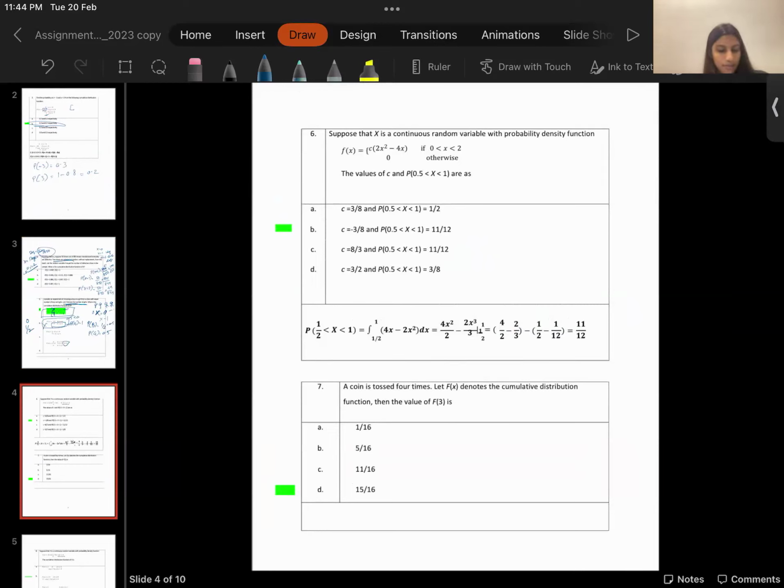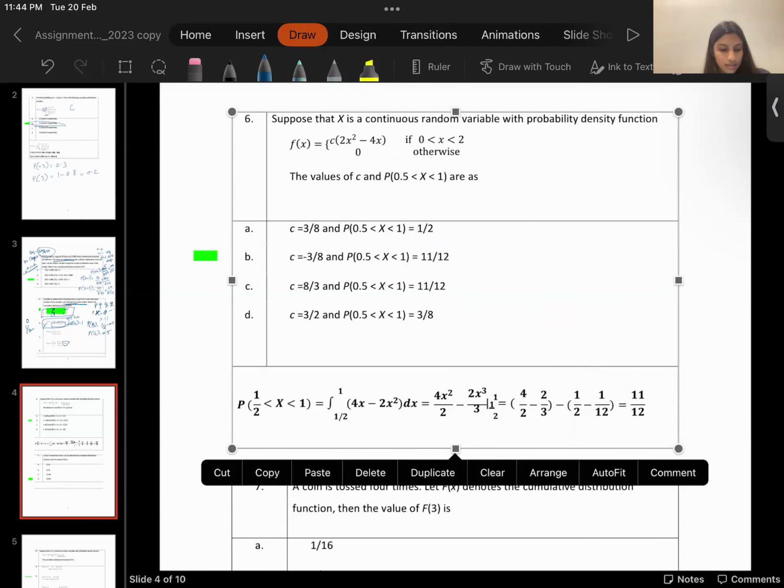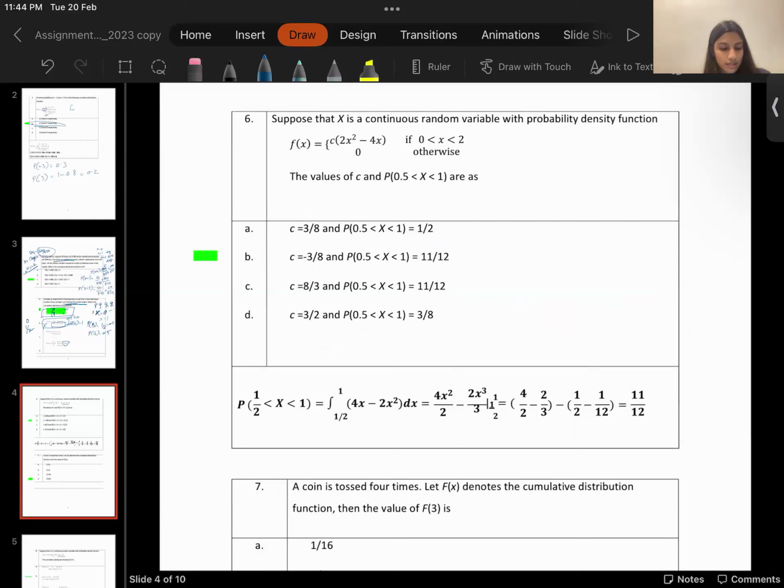So now let's suppose X is a continuous random variable with a probability density function. So here we have this function, c is a constant here, c into 2x square minus 4x, if x is between 0 to 2, and 0 otherwise. So now we need to calculate the value of the constant c and the probability of X ranging between 0.5 and 1.